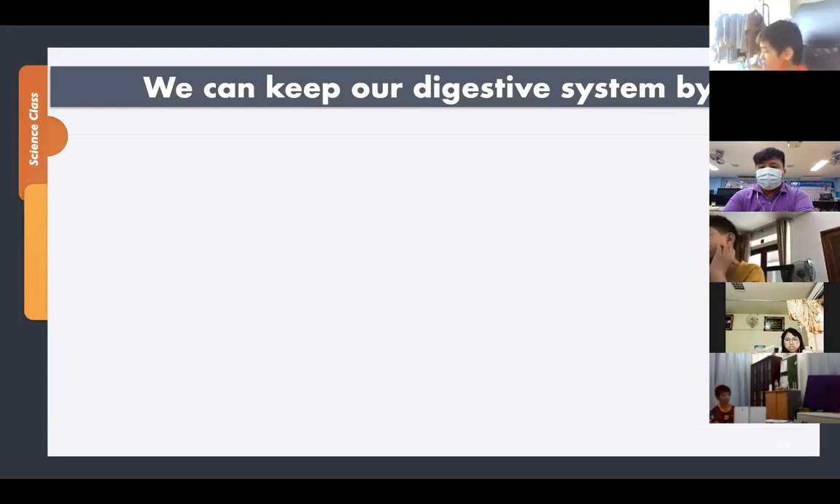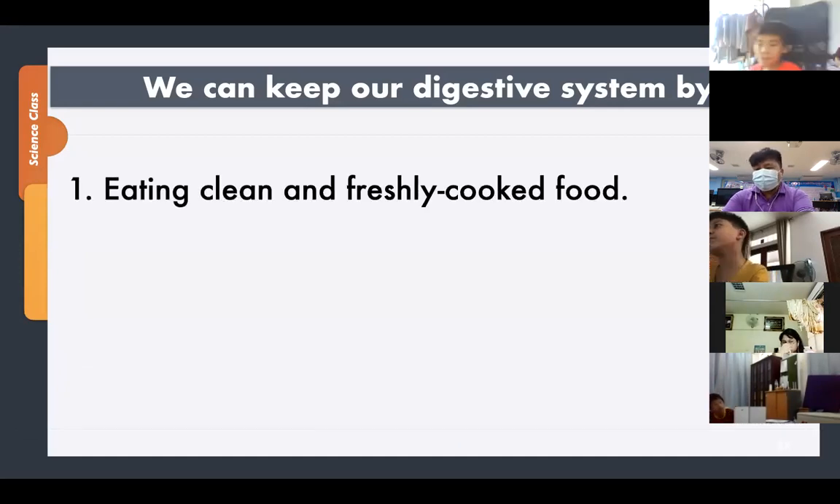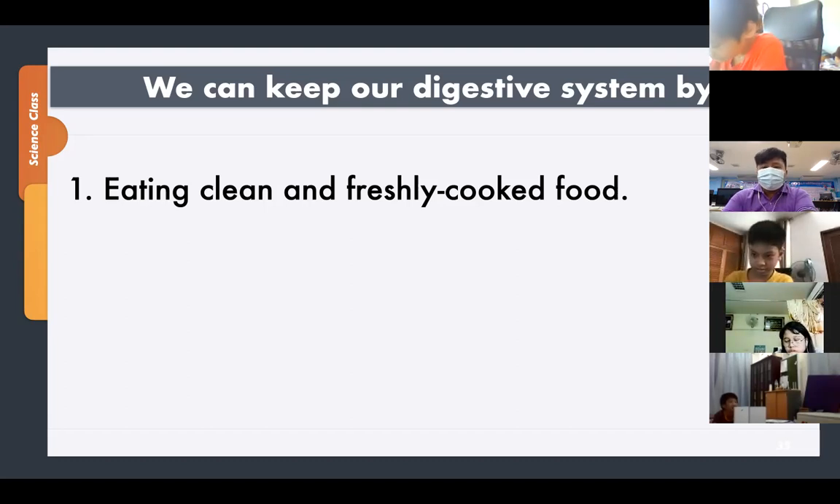And we can keep our digestive system healthy. Number one, eating clean and freshly cooked food. Write this one in your notebook, please. This is how to make our digestive system work well and stay healthy. Eating clean food and freshly cooked food. I mean to say the food that you put in your mouth, that will be digested through your body, should be freshly cooked and clean. Freshly cooked means you just cooked the food and it isn't stored up, not like frozen food.